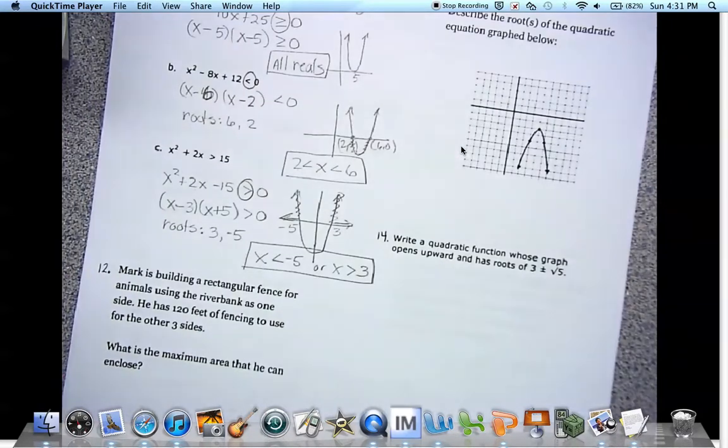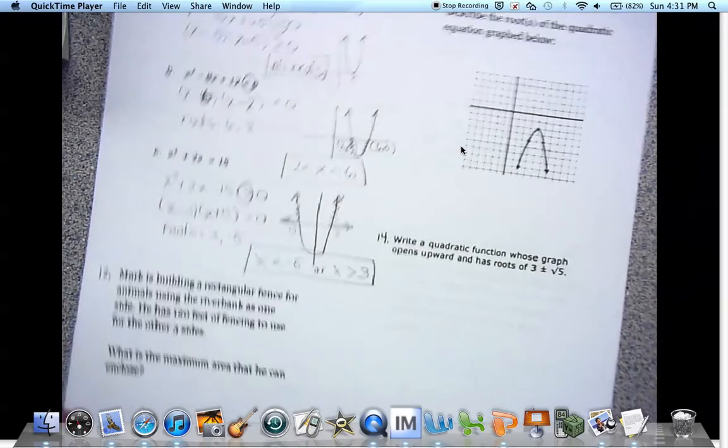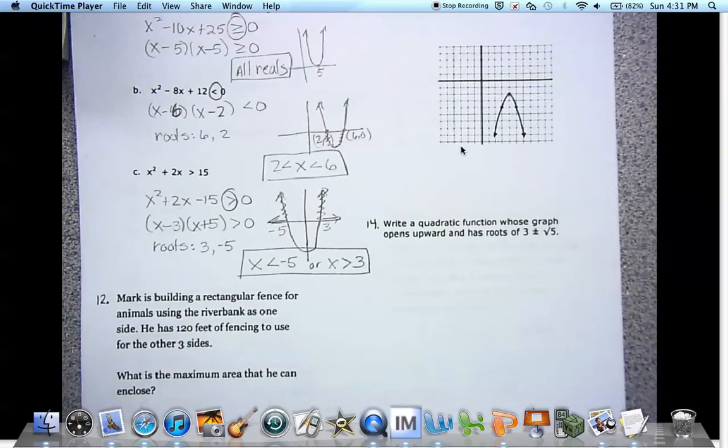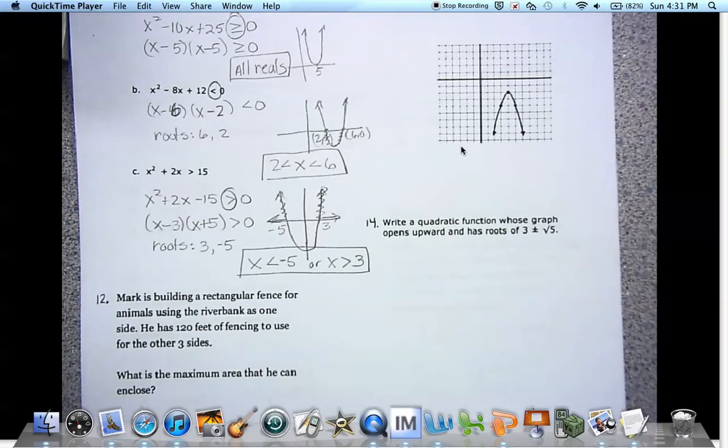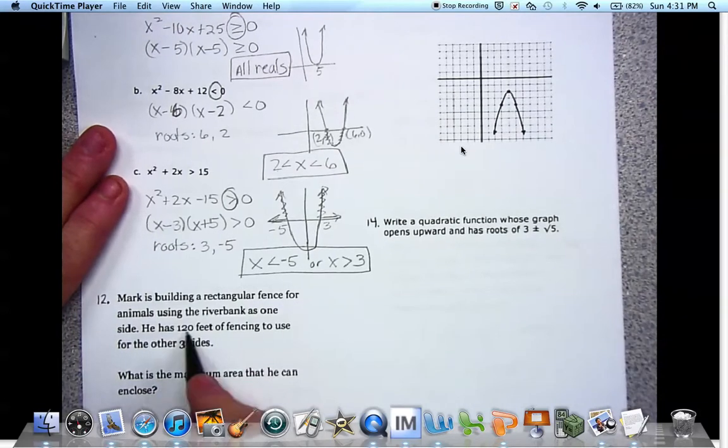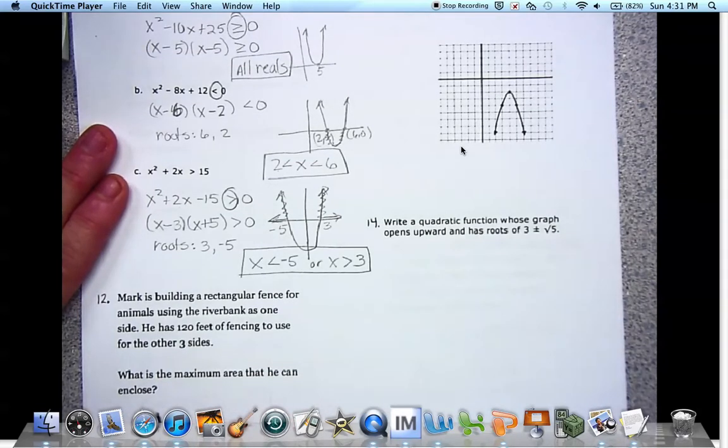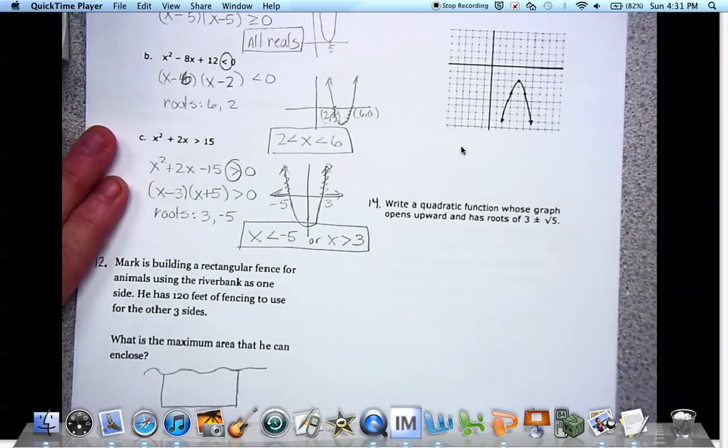Okay, Mark is building a rectangular fence for animals using the riverbank as one side. He has 120 feet of fencing to use for the other 3 sides. What is the maximum area that he can enclose? Okay, now some of you already have the equation, but some of you don't. So I'm going to go ahead and find the equation here. We've got a riverbank, and we're going to do 3 sides of fencing. He has 120 feet for all 3 sides.